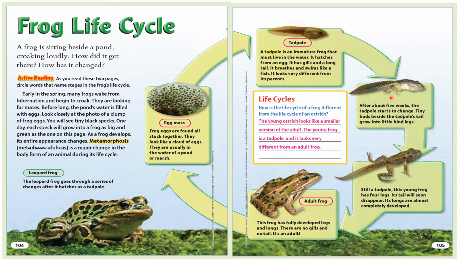After about 5 weeks, the tadpole starts to change. Tiny buds beside the tadpole's tail grow into little hind legs. But this is still a tadpole. Still a tadpole, this young frog has 4 legs. Its tail will soon disappear. And then the last stage is adult frog. And the life cycle starts all over again.